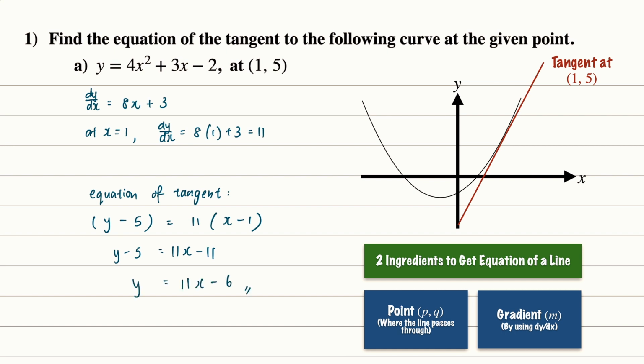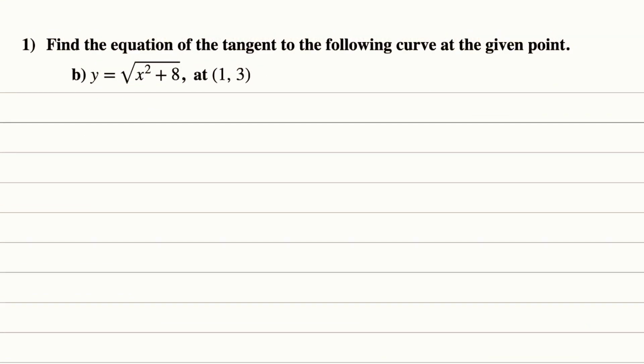So there you have it. This is the equation of the tangent. Now let's try to do one more question so that we can solidify our concept of finding the equation of a tangent. We have y equals the square root of (x squared plus 8) at the point (1, 3).